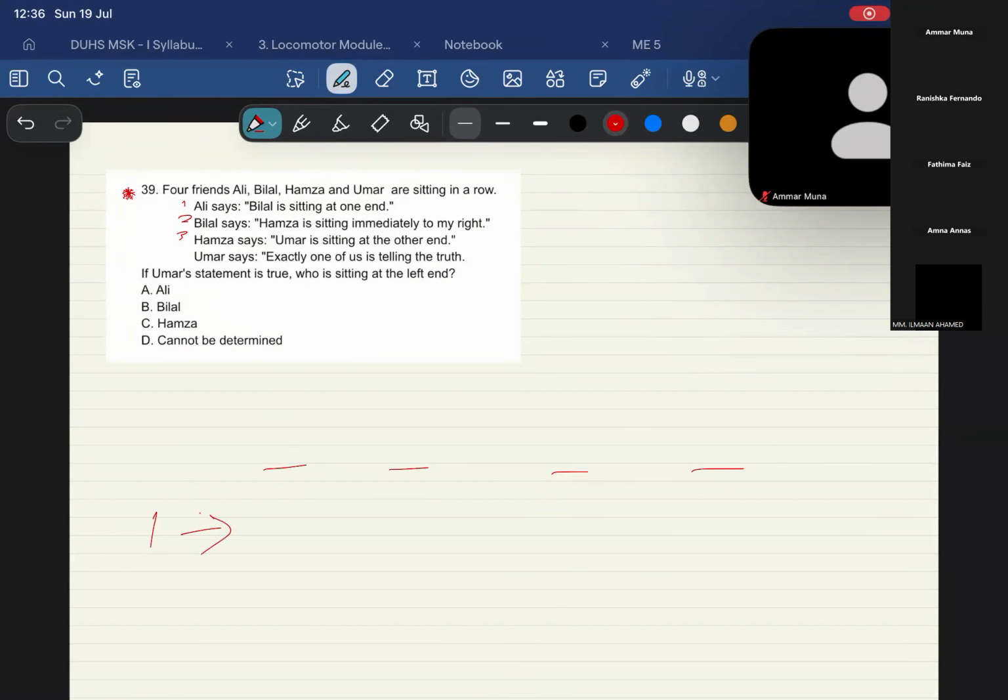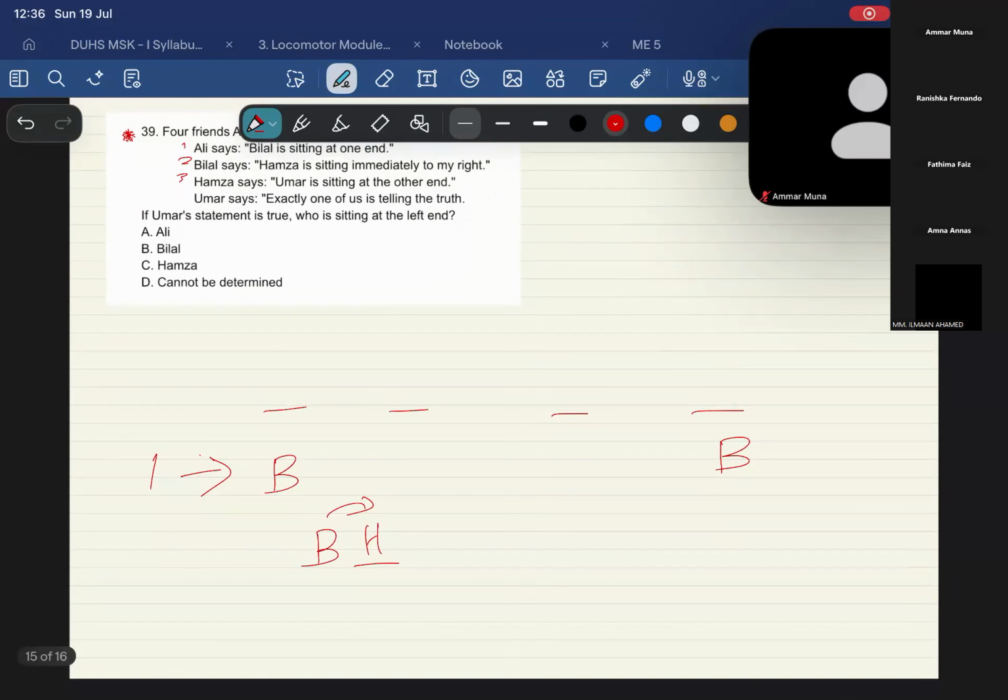So according to Ali, Bilal could be either here or here. And Bilal says Hamza is sitting immediately to my right. So according to him, Hamza should be immediately to his right. Hamza says Umar is sitting at the other end. So according to Hamza, Hamza is the person sitting in the corner, and Umar should be sitting at the other end. I mean, it could be either Hamza here and Umar here, or Hamza here and Umar here. So according to the statements that we got, we can't get a proper answer. So therefore, the answer would be D, cannot be determined.